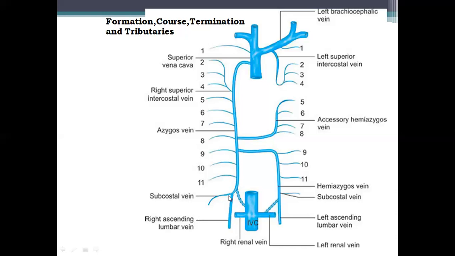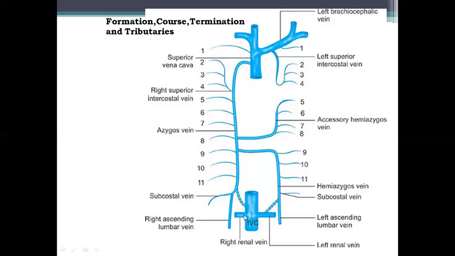So this formation is at the level of T12. This formation corresponds to the level of T12 vertebra. The next type of formation is, it arises from the posterior aspect of the inferior vena cava near the renal veins. Since these are the renal veins here, near that, it may also arise from the posterior aspect of the inferior vena cava. The next thing, it may arise directly as a continuation from the right subcostal vein. And then it may also arise from the right renal or the right first lumbar vein sometimes.